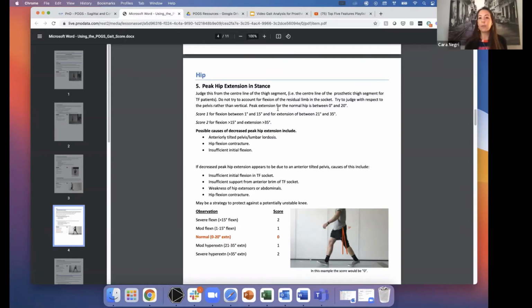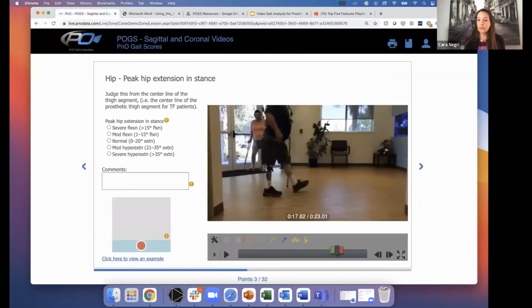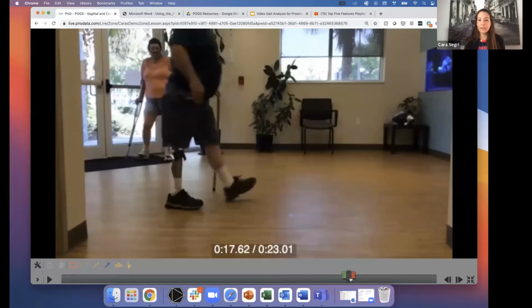So you're trying to judge it with respect to the pelvis rather than vertical. The normal hip extension is between 0 and 20 degrees. We would score a 1 for flexion between 1 and 15, and for extension between 21 and 35, so again outside of that 1 standard deviation, and score a 2 for any flexion greater than 15 degrees or extension beyond 35 degrees. So let's take a look at his gait again.